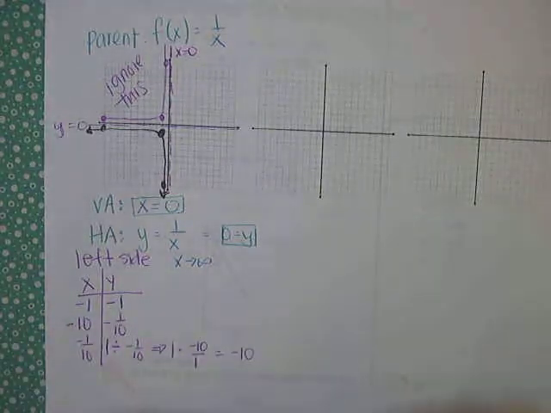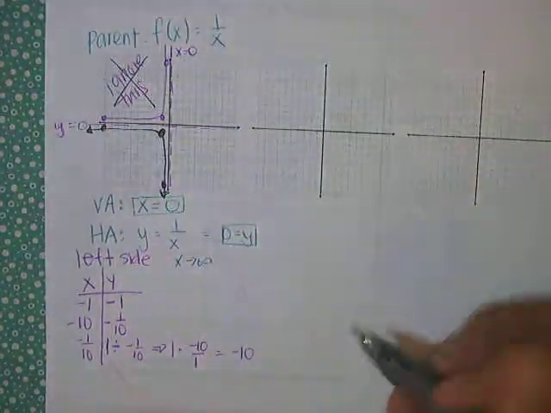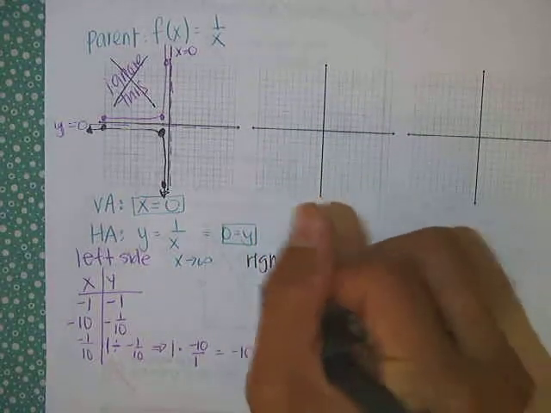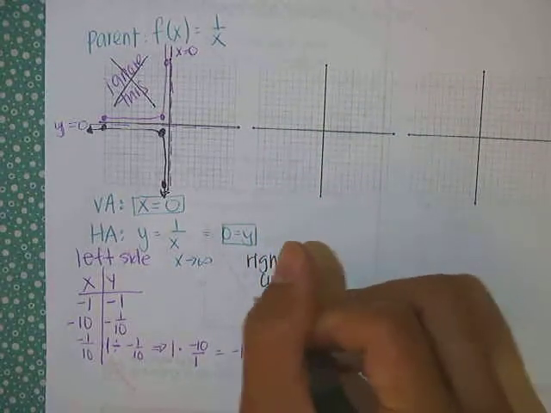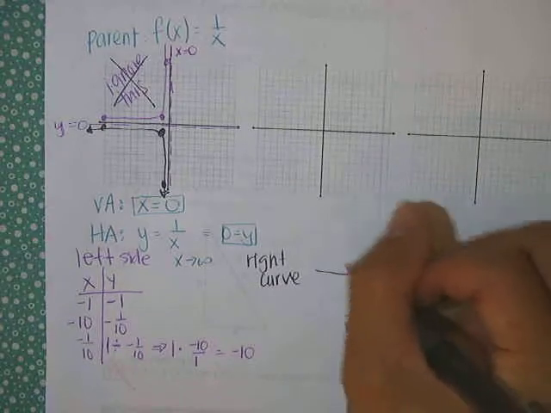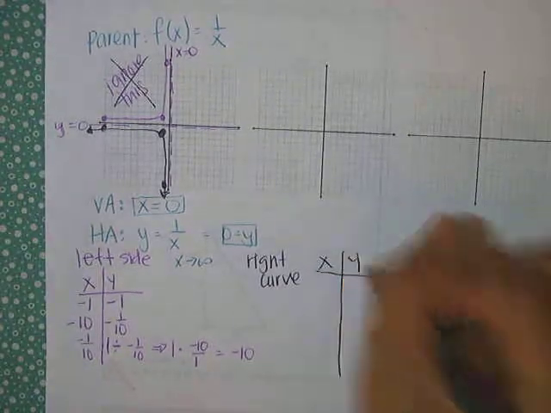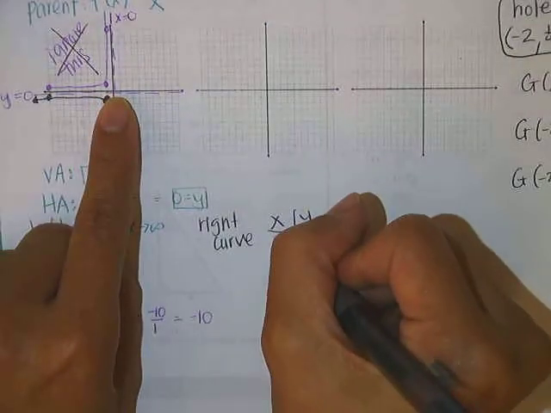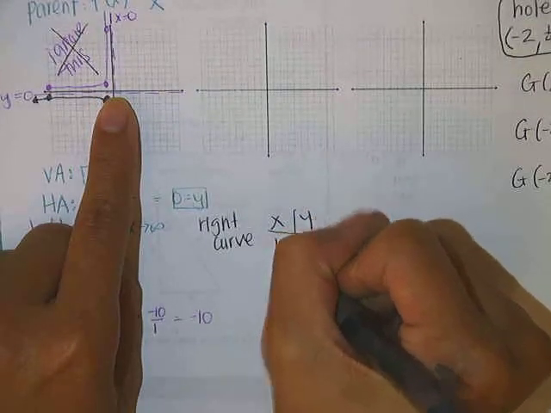-1/10, which is close to the vertical asymptote, and then go all the way down to -10 on the y. Alright, so this is the correct piece. So go ahead and erase the first piece that I did. Sorry. Your table is correct. My plotting was not so good. Okay. So that's the left curve.